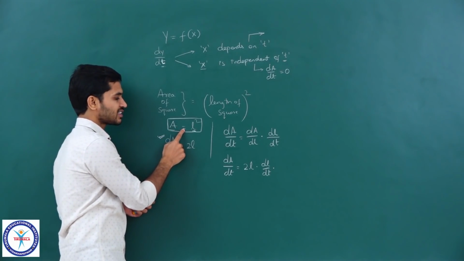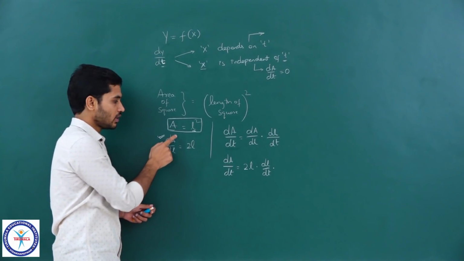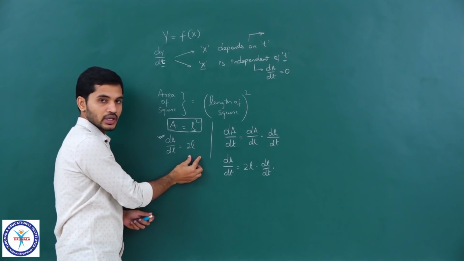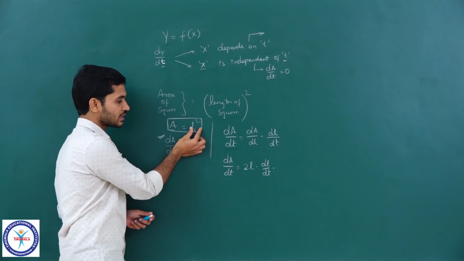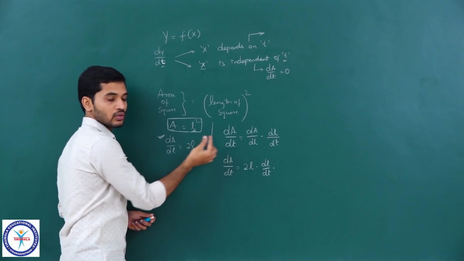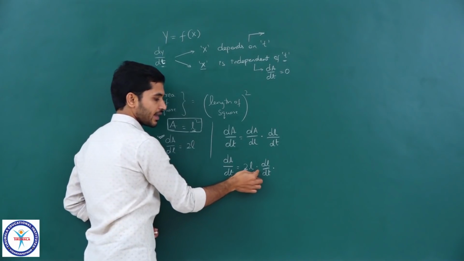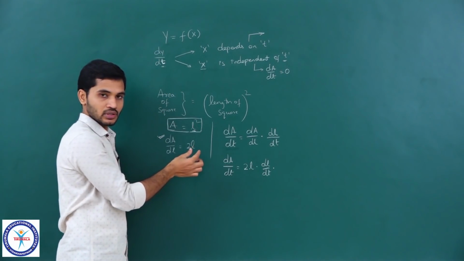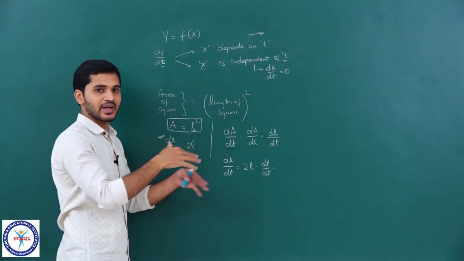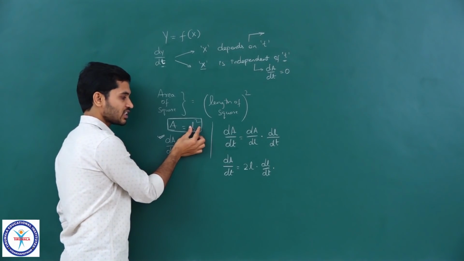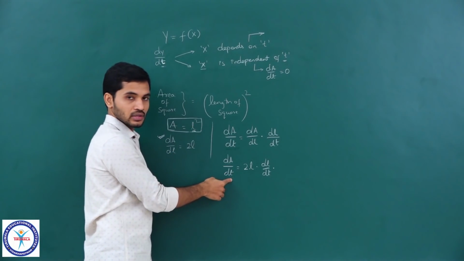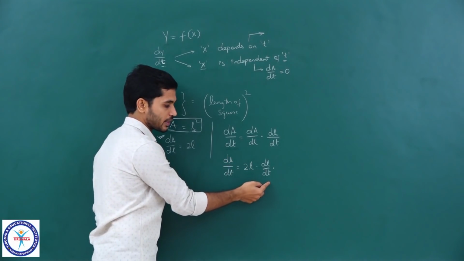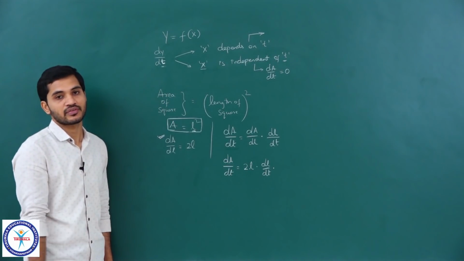Observe carefully what I have done here. I have A is equal to L square as my function. If I differentiate this with L, I get 2L. If I differentiate this with T, what am I getting? 2L into dl by dt. Which means when they ask you to differentiate something with respect to some variable, what you should do is first differentiate it with respect to L, as we have done here, then differentiate L with respect to T. That is the chain which we have created here.